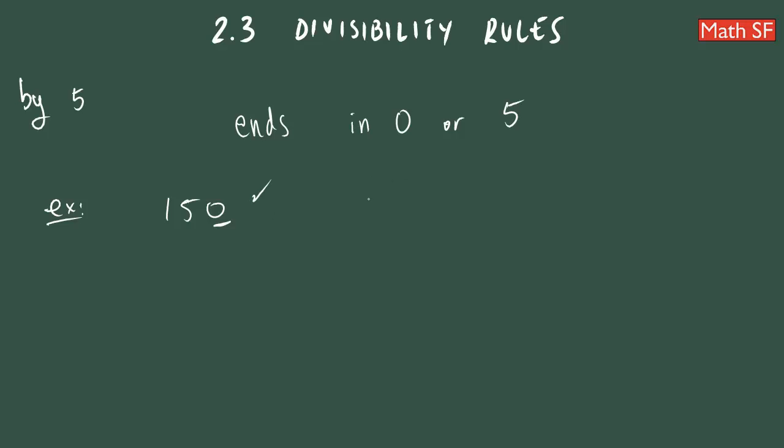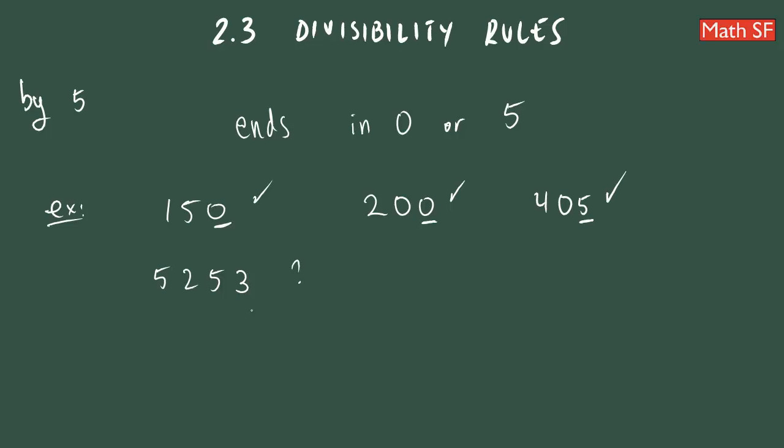Another number, 200. Is this divisible by 5? Yes, because the last digit ends in 0. So it means you can break this as 5 times something. Alright, now let's look at another number. Let's say you have a number like this. Is this divisible by 5? Yes, the last digit is 5, therefore it's divisible by 5. Is this number divisible by 5? The last digit ends in 3, therefore it is not divisible by 5.